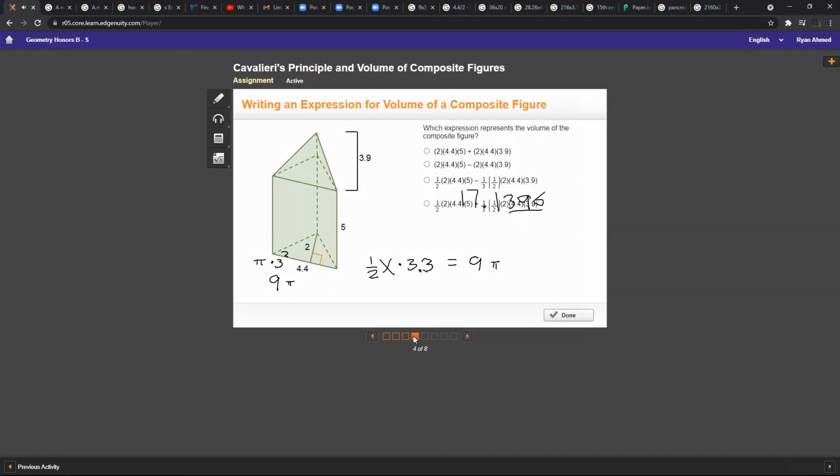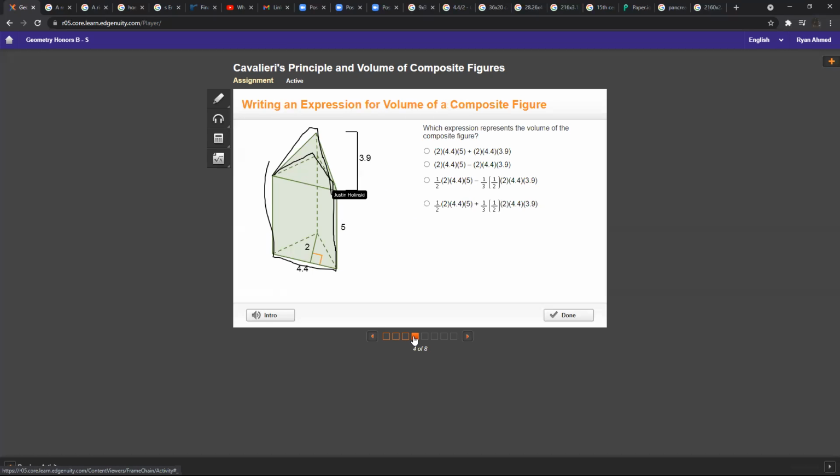Yep. Fantastic. Which expression represents the volume of the composite figure? So we want to figure out the area of the prism first. We have a prism right here. And then right on top of the triangular? Yes, this would be a triangular prism. And then we have a triangular pyramid on top of that. And I don't remember the formula. I'm going to just look that up real quick. Triangular pyramid.